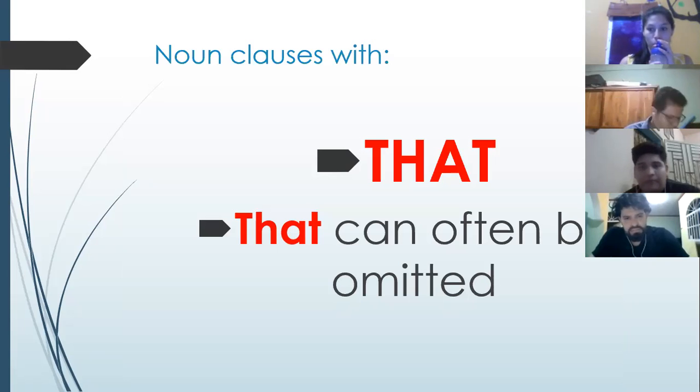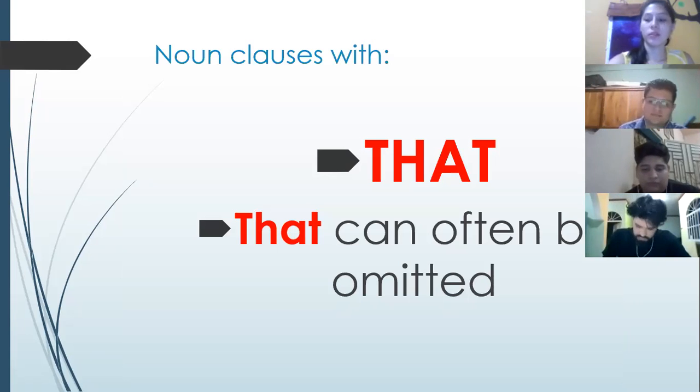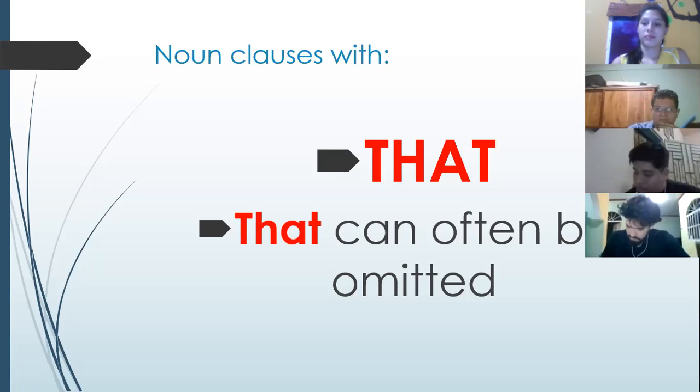Let's go on here. Because this is what it is on the platform, we're going to be using noun clauses with that, okay? Now, that is a relative pronoun, okay? So we could have one of the three components: a relative pronoun, which is that. Then we need to look for a subject, and then we need to look for a verb. Now, something interesting is that that can often be omitted, all right?